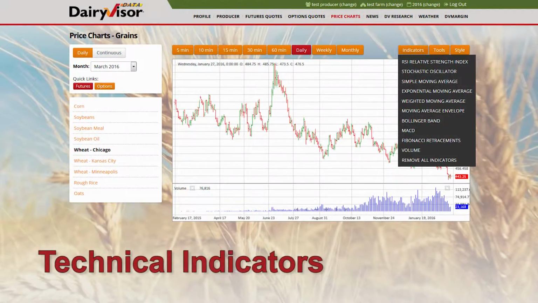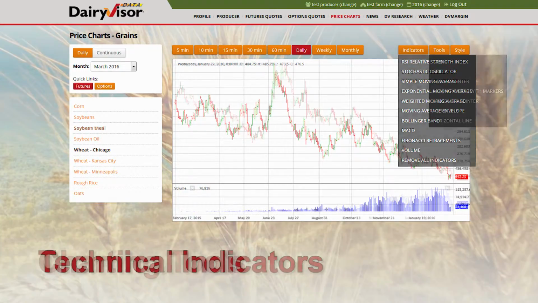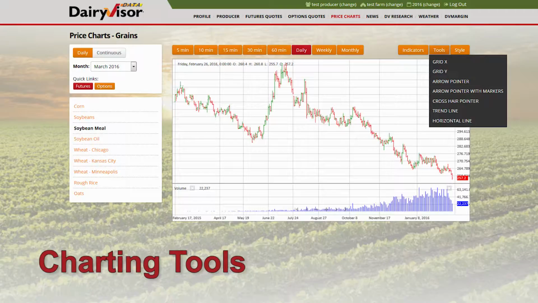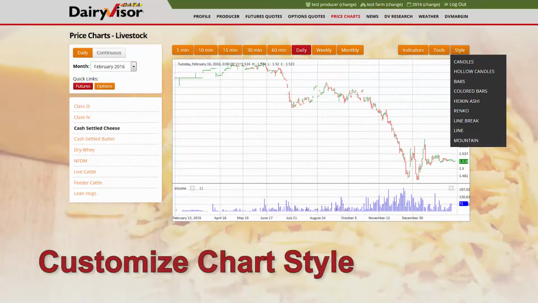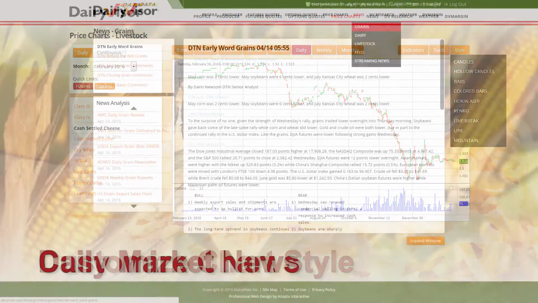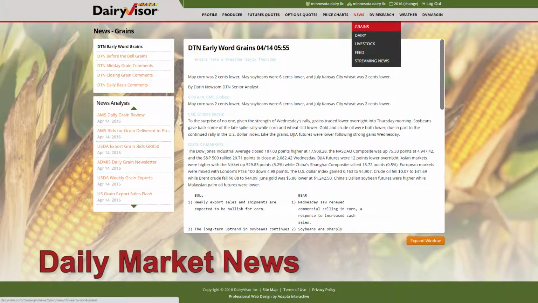Chart indicators including RSI, stochastics, moving averages, Bollinger Band, MACD, Fibonacci retracements, and volume can be added to the chart display to identify trend changes. Charting tools can be used to display grid lines, access display pointers and markers, and draw trend lines. If you prefer a certain style of chart, select from Candlestick, High-Low Bar, Heikin-Ashi, Renko, Line, and Mountain to load your chart display.